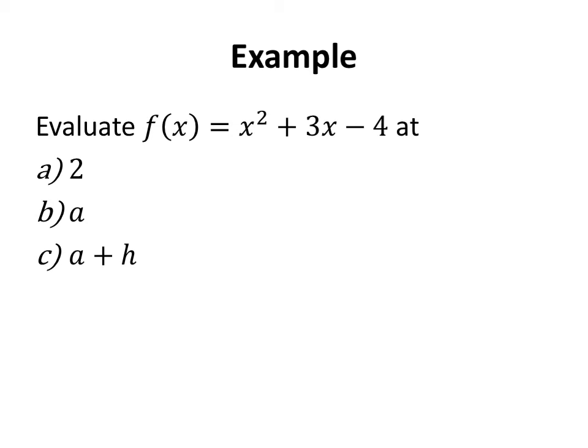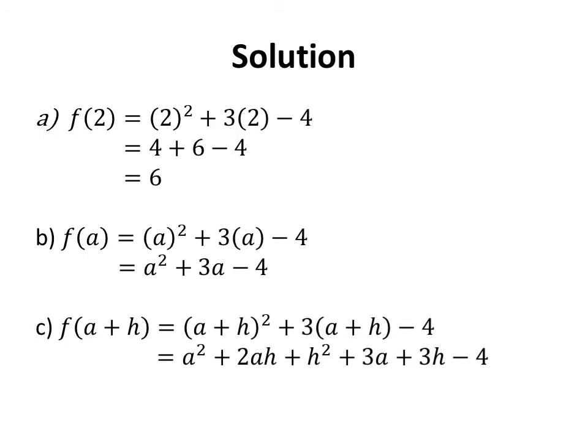Example: evaluate the function f of x equals x squared plus 3x minus 4 at the given values. Solution: in order to solve this, we need to replace the x in the function with each specified value. Solution A: because the input value is the number 2, we can use simple algebra to simplify. Therefore, f of 2 equals 6.